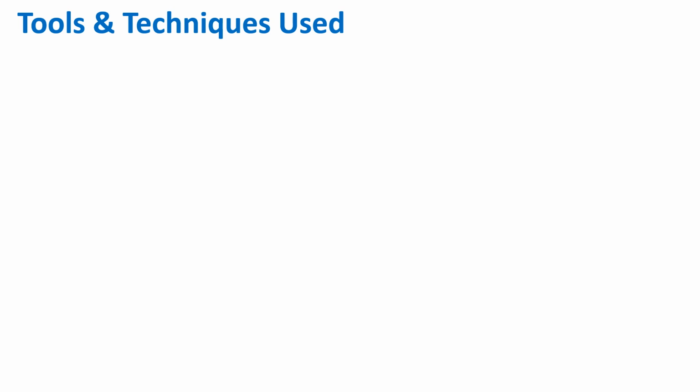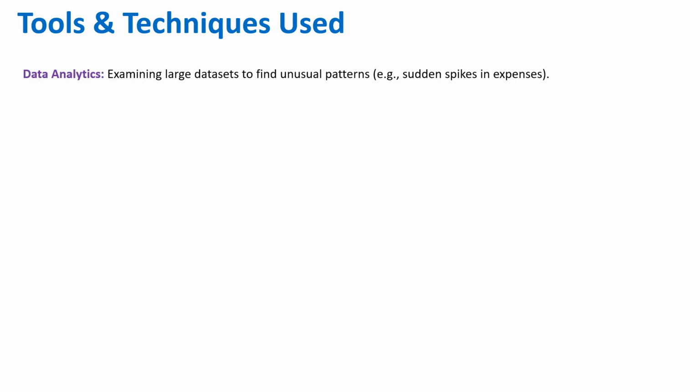Now let's try to understand how a forensic auditor uses different tools and techniques for determining the facts or fraud. The first one is data analytics, examining large data sets to find unusual patterns, sudden spikes in expenses. In most companies, the frauds are done in the areas where the management gives less importance, for example maintenance or housekeeping expenses, or expenses which are outsourced to different contractors. The chance of ghost employees or the chance of fraud is more in case of outsourcing the job, right?